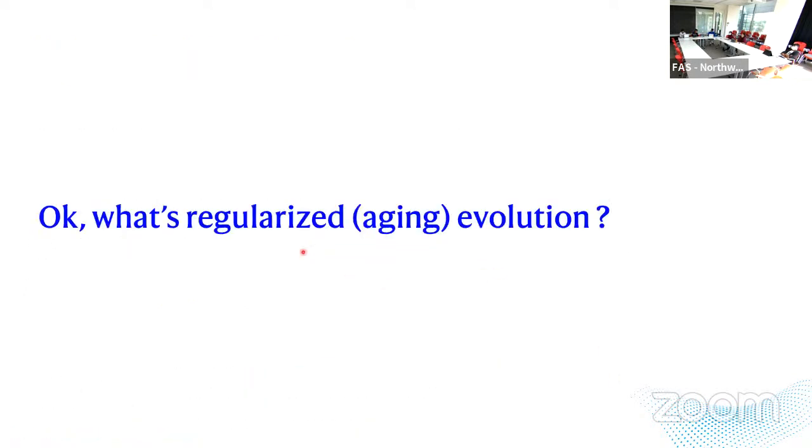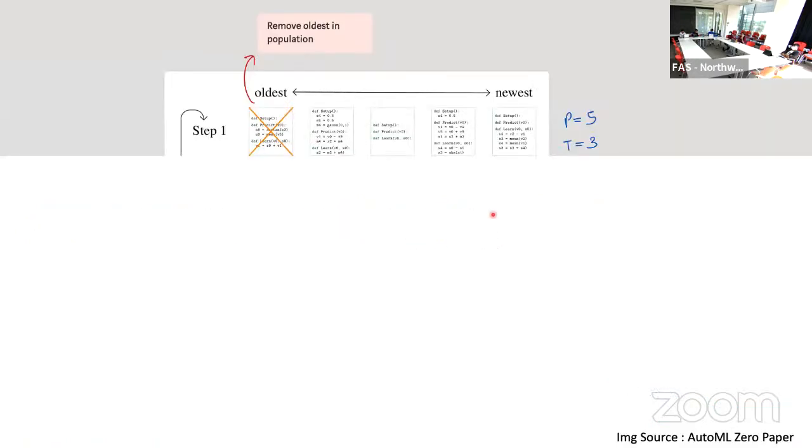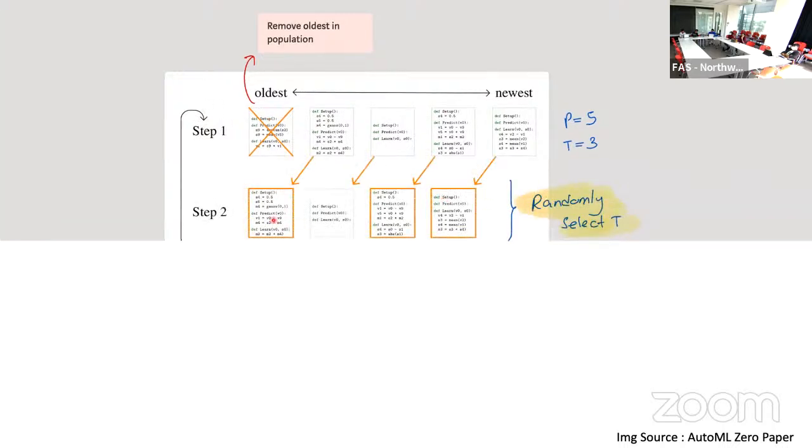If we go to this regularized evolution, it's also called aging evolution. What happens is we initially have a population of algorithms. These are some example train functions. We fix the population number. In the first step, we remove the oldest algorithm that exists in the population. After removing this one out of the 5, we are left with 4 algorithms.